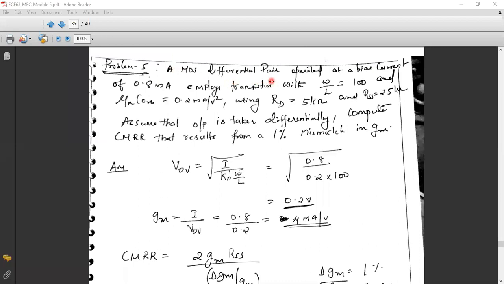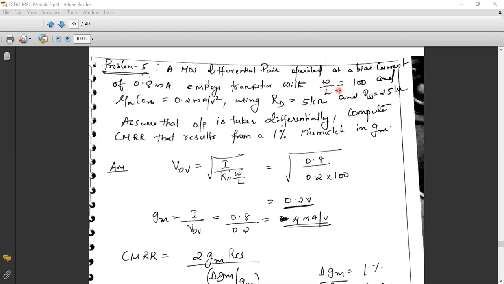A MOS differential pair operated at a bias current of 0.8 milliampere. Take down this parameter, capital I, as 0.8. So this is the total bias current of a differential amplifier, capital I, which is the sum of the individual drain currents, ID1 plus ID2. So capital I is 0.8.